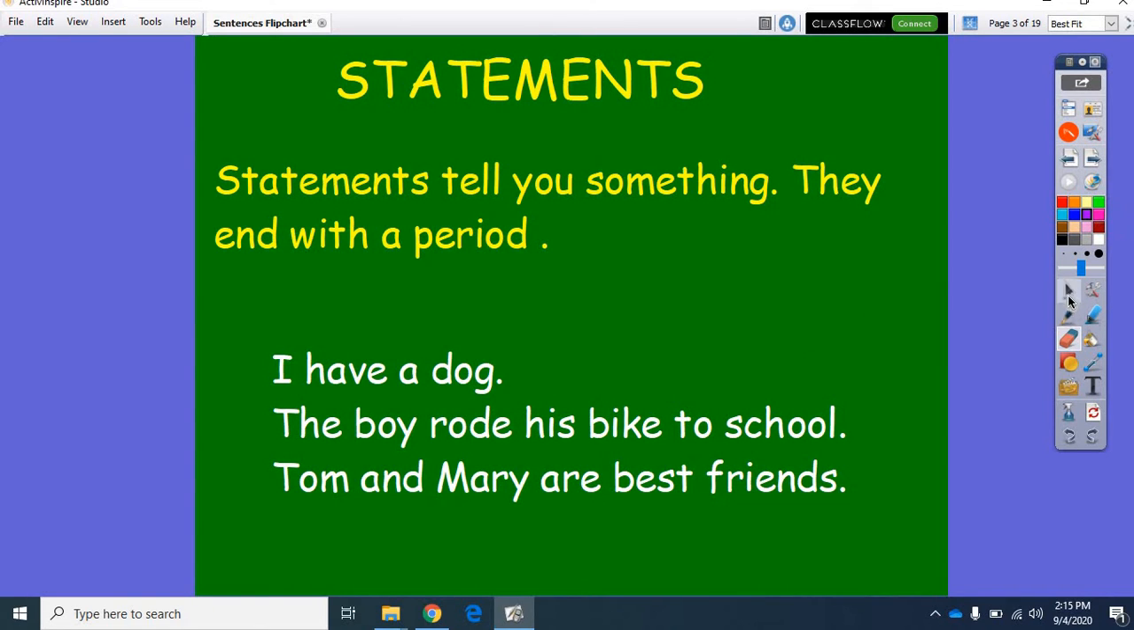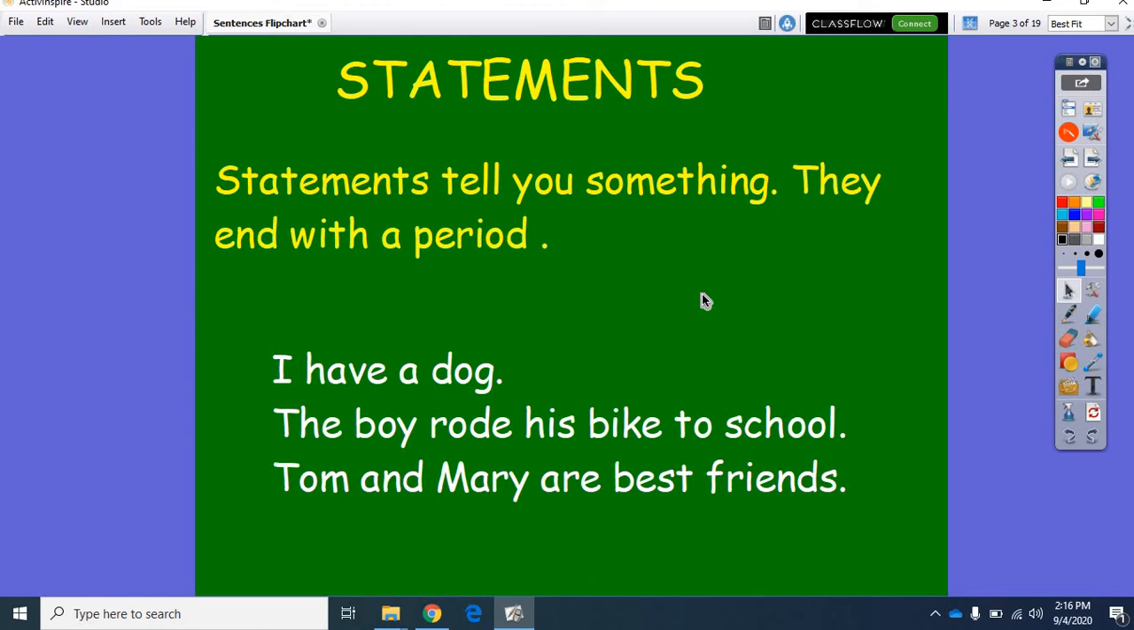So the first kind of sentence we're going to talk about is called a statement. And statements just tell you something, and they end with a period, just a little dot. Some of the examples of statements are, I have a dog. The boy rode his bike to school. Tom and Mary are best friends. Those sentences are just telling you something. Most sentences are statements. That's why most sentences need a period, just like these guys.